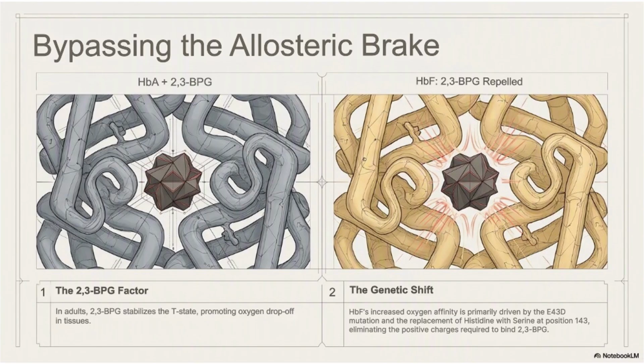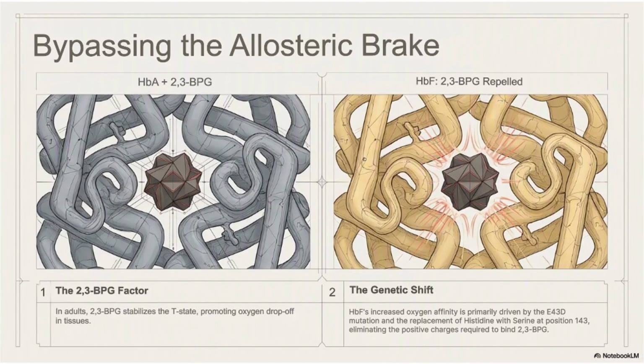In adult hemoglobin, 2,3-BPG fits into the center of the hemoglobin tetramer. When it binds, it stabilizes the T state, or that tense state, making hemoglobin less eager to hold on to oxygen. So why is that useful? Because once red blood cells reach the tissues, we want hemoglobin to release that oxygen efficiently. So in adults, 2,3-BPG acts almost like a brake. It prevents hemoglobin from holding oxygen too tightly.